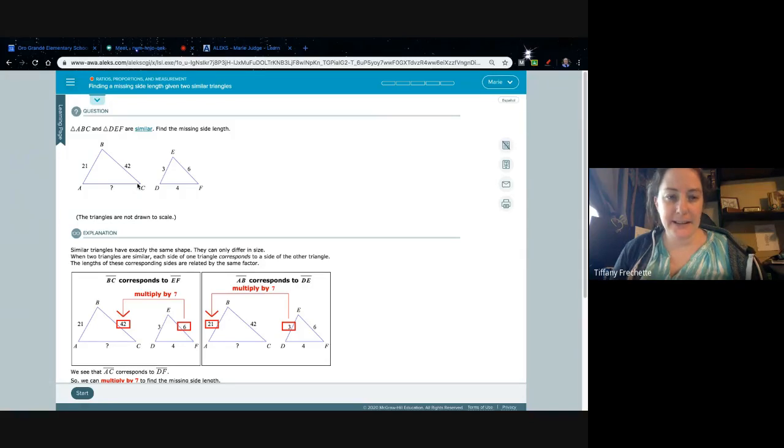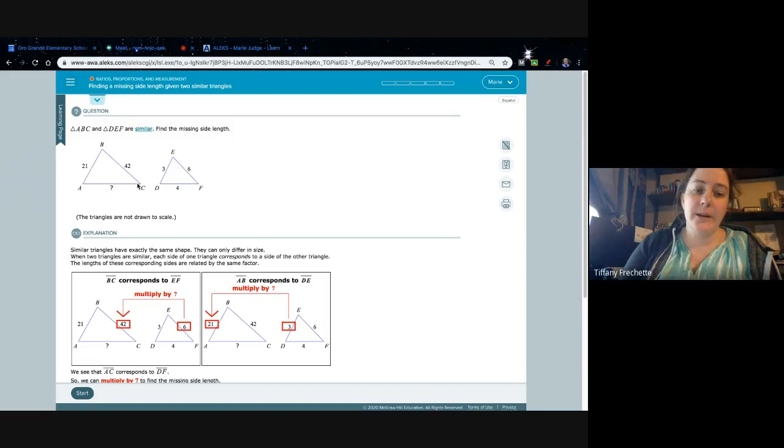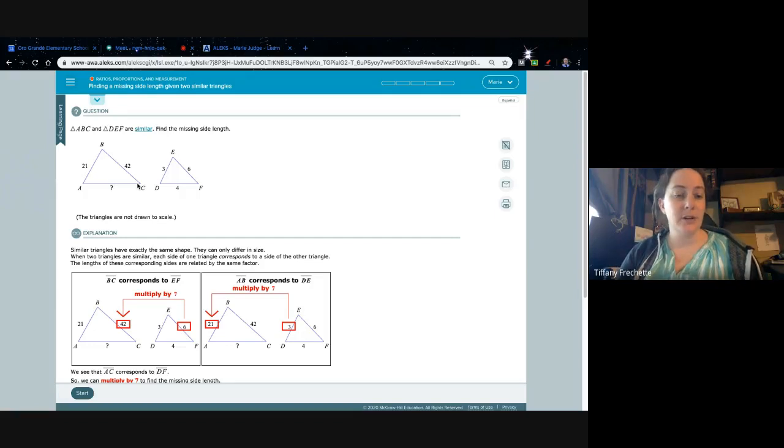Finding a missing side length given two similar triangles. All right, so right away we're told that they're similar triangles. So we already know the corresponding parts are similar, not necessarily congruent, but similar. The angles are all congruent, but we're not going to deal with angles in this one. We're only dealing with side lengths.